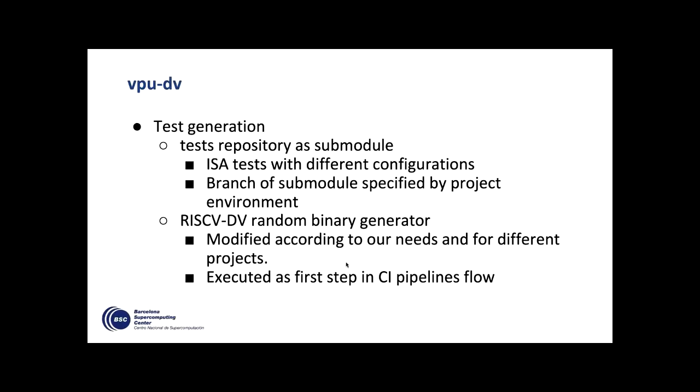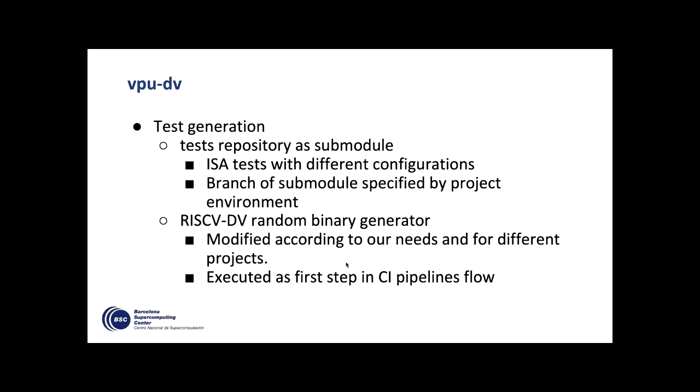Also, we have random tests. For this, we use Google's RISC-V generator, which we have modified according to our needs for every project, supporting different instructions under constraints, configurations, CSRs, etc. These random tests are generated in the CI flow, specifying the target project.